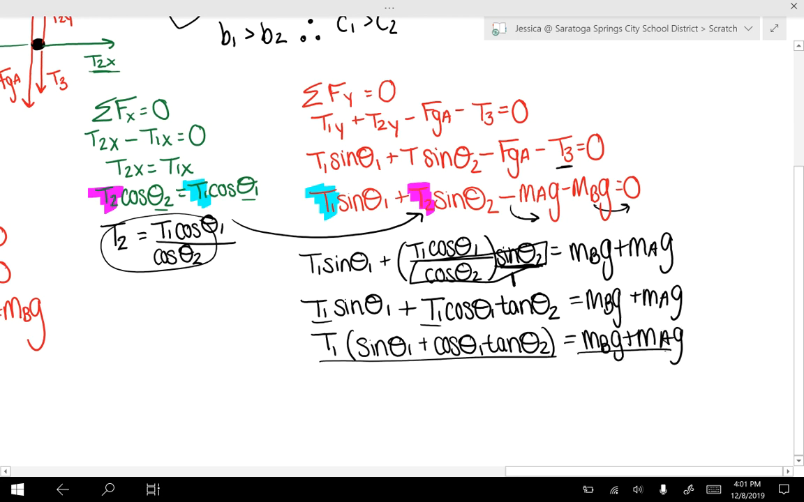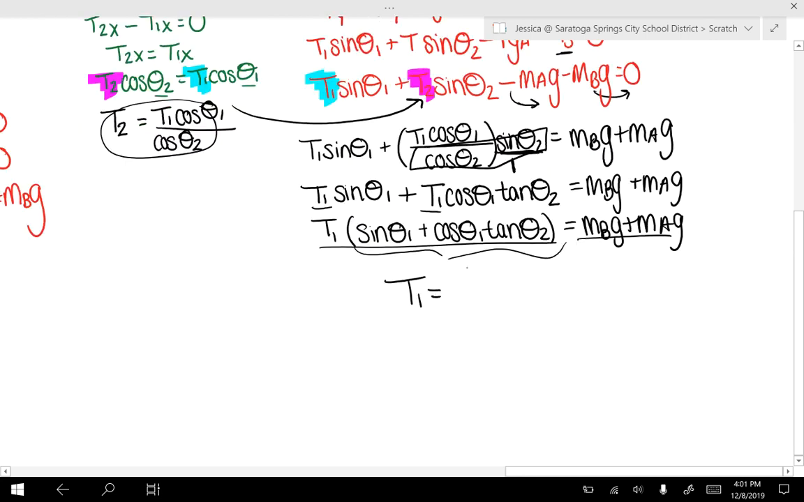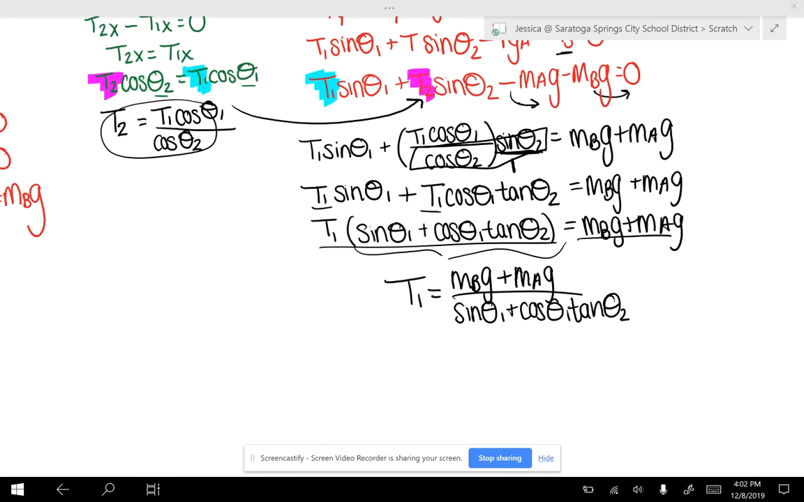Then I would divide both sides by this whole thing. And I get an equation for T1 equals MBG plus MAG over sine theta 1 plus cosine theta 1 tan theta 2. Okay. Which is my answer for T1, and once I plug in numbers, I could then use that to find my answer for T2. And that is all we need to know for tensions at angles.